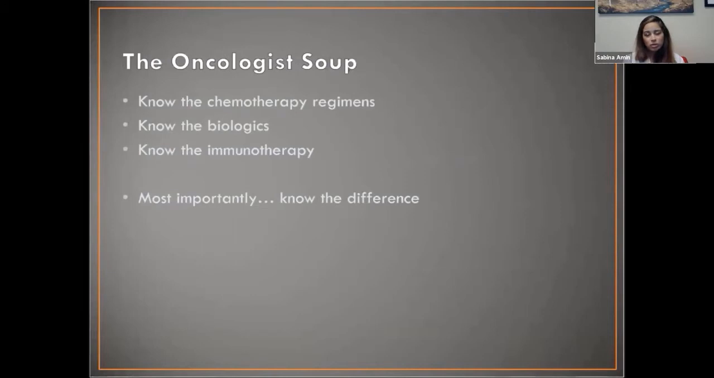The oncologist soup. Know your chemo regimens, know the biologics, know the immunotherapy, and most importantly, know the difference. Most of the physicians that have recently trained have experience in this arena, but the new chemo regimens and guidelines are constantly being updated and should be on your regular reading list. Not only will it help you better understand where your therapies fit into the overall treatment guidelines, but it can help you avoid pitfalls such as performing angio on someone getting Avastin.